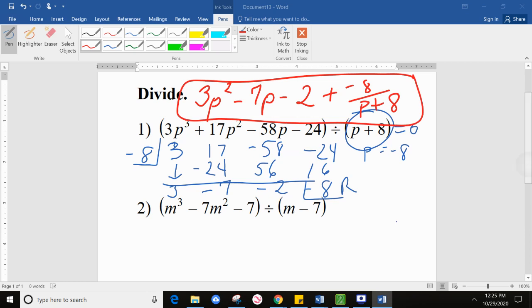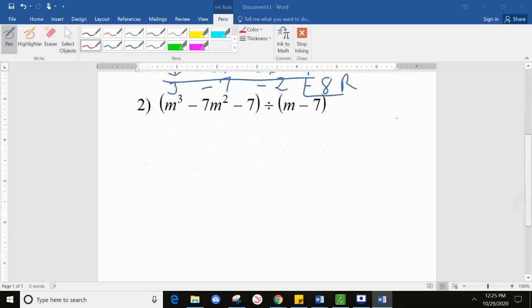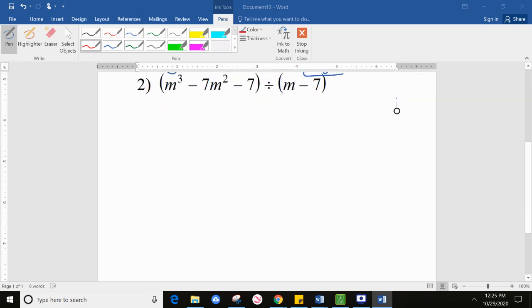All right, so let's do another one. And in this one, we are having a little bit of a different issue. When we look at it, I know we're not dealing with x's. Yes, these are m's, just like our other problem with p's, but we have something that just doesn't look right, right? And what you notice is that this beginning part here is m to the third minus 7m squared. There is no m term, is there? You're missing a term.